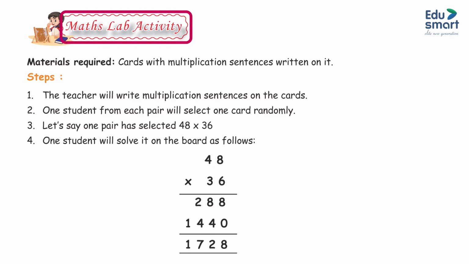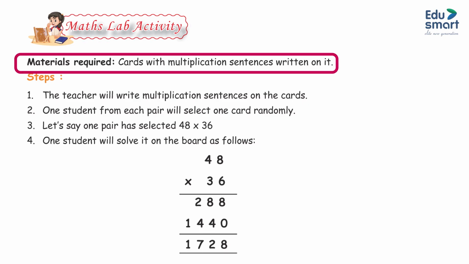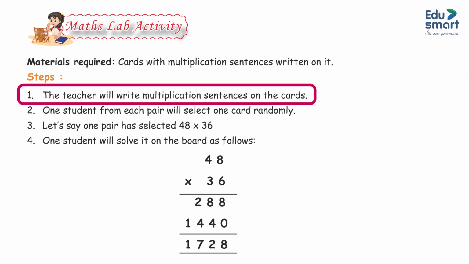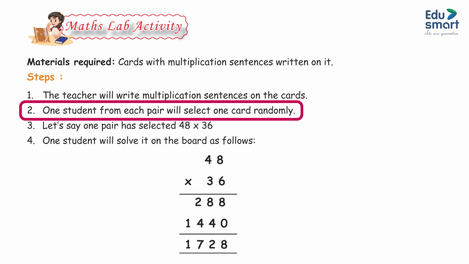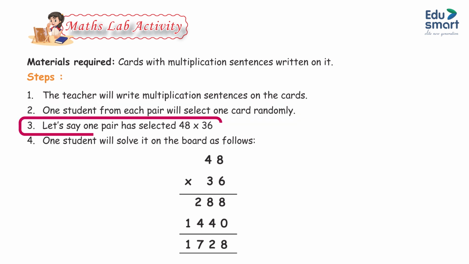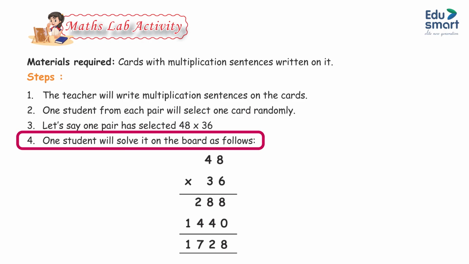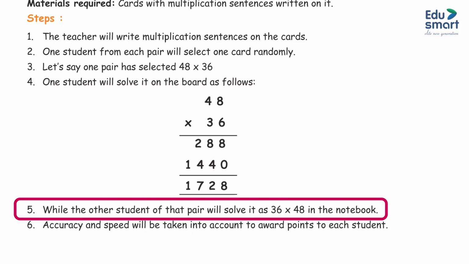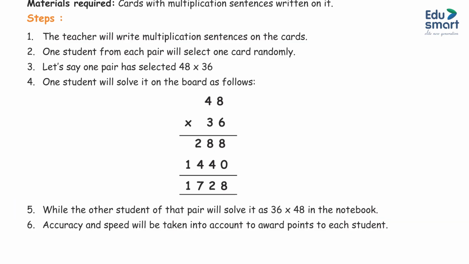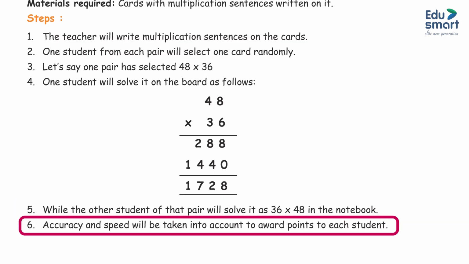Maths lab activity. Materials required. Cards with multiplication sentences written on it. Steps. 1. The teacher will write multiplication sentences on the cards. 2. One student from each pair will select one card randomly. 3. Let's say one pair has selected 48 into 36. 4. One student will solve it on the board as follows. 5. While the other student of that pair will solve it as 36 into 48 in the notebook. 6. Accuracy and speed will be taken into account to award points to each student.